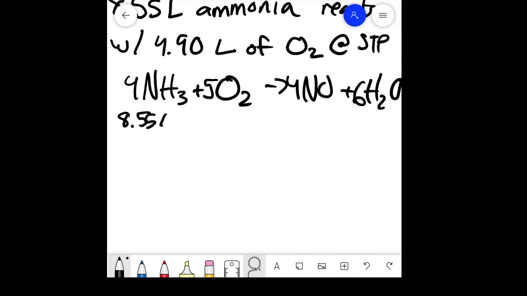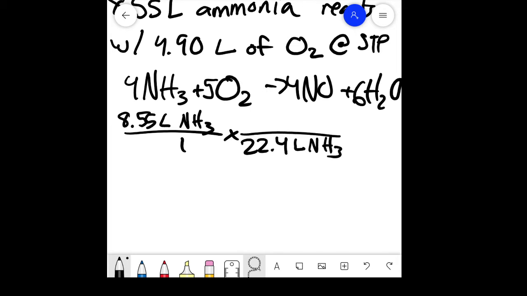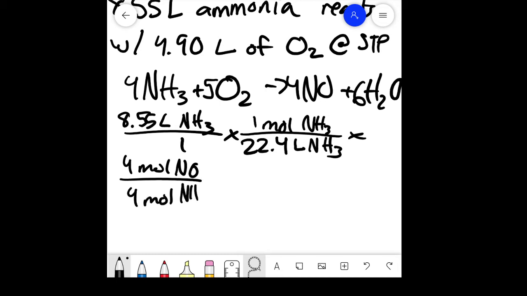So we have 8.55 liters of ammonia. Because we know it's at STP, we can use our new conversion. So that'd be 22.4 liters of ammonia equals 1 mole of ammonia. And then we have to do our molar ratio. Since we're going to nitrogen monoxide, that'd be 4 to 4. Not a lot of space today, but the nitrogen monoxide would go on top and the ammonia on the bottom. These would cancel and just be 1s.